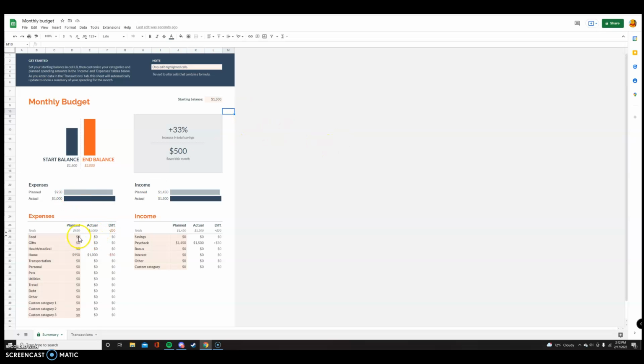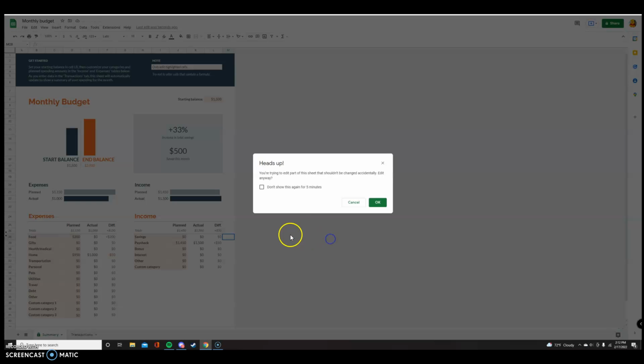And for food, I usually spend around, let's say, I try to stay within like $200 a month for food, but I'll probably spend like $250-ish. So I'm gonna change that to $250.